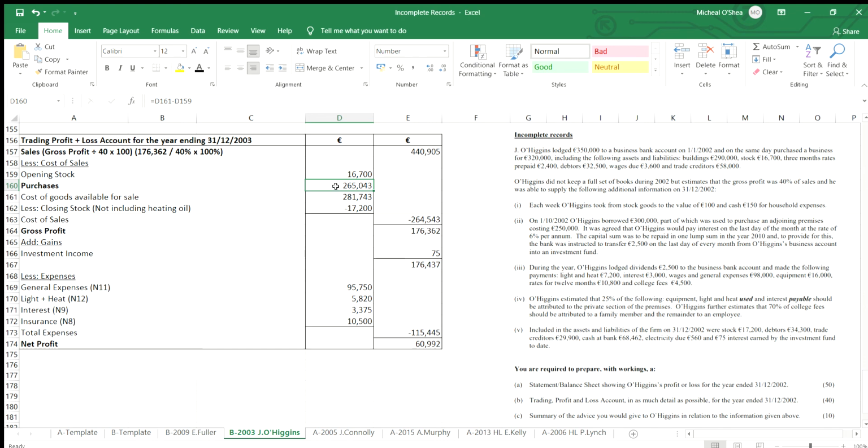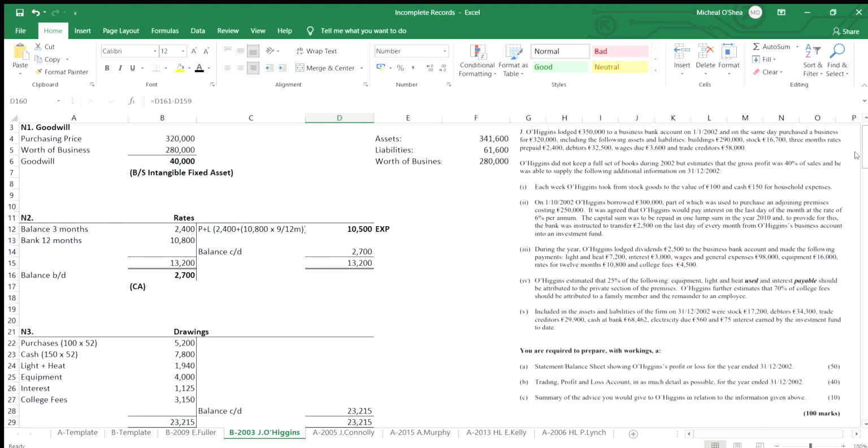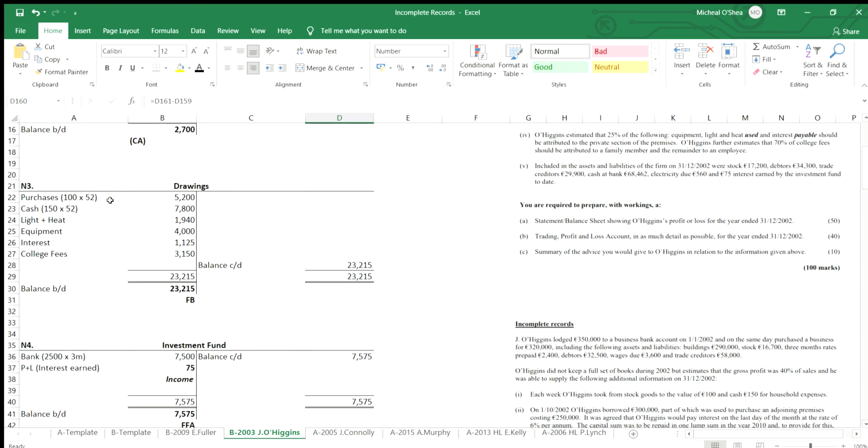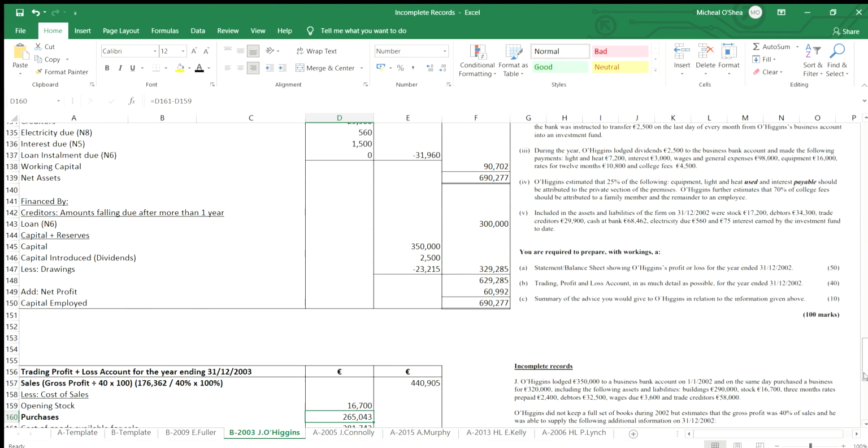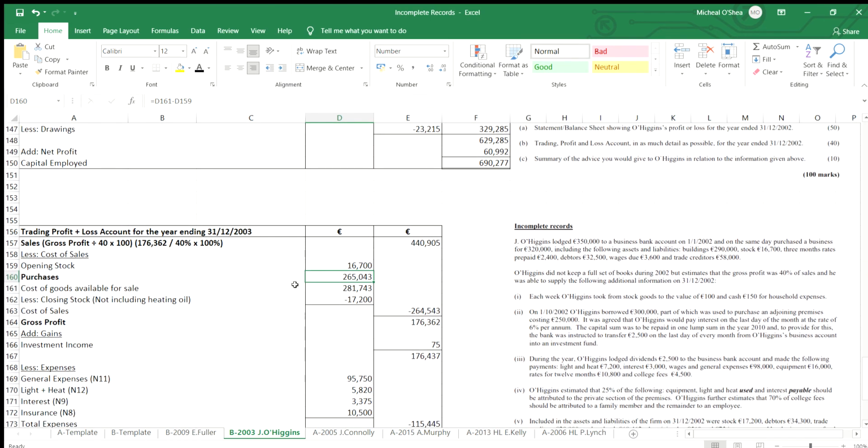Very last thing in the question is we're always told that we take from stock. So we took from purchases €100 a week, and we looked at that up here. Every week I took from purchases, so I reduced my purchases. So in order to get my purchases figure here, this is my net purchases. In order to get that, I'd have had to take away €100 per week, and we could work that out over the course of the year to being €5,200.